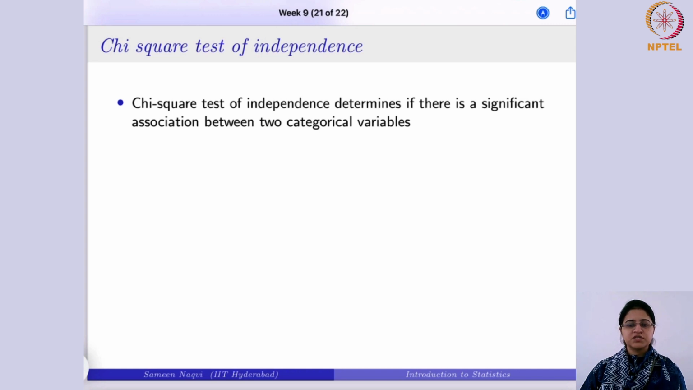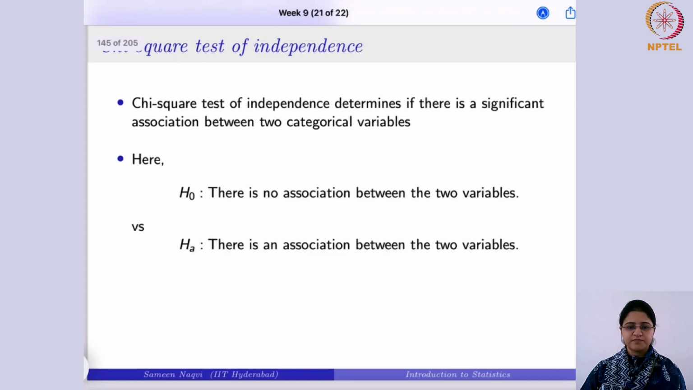Consider the example of your education and your occupation. Both are categorical variables, and they can be dependent. If you are ruling out independence, then you could conclude that these two variables are associated. So we use this chi-square test of independence whenever we have to determine the independence between two categorical variables. In this case, the null hypothesis is that there is no association between the two variables, which means they are independent. The alternative is that there is an association between the two variables.